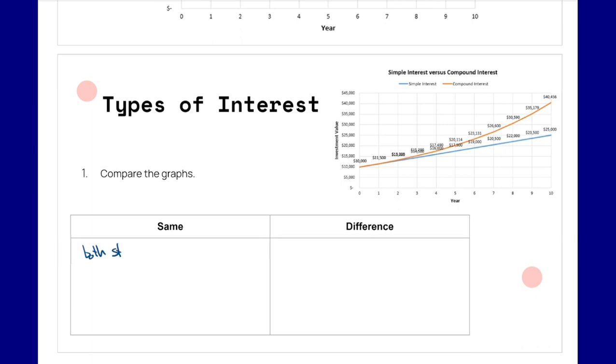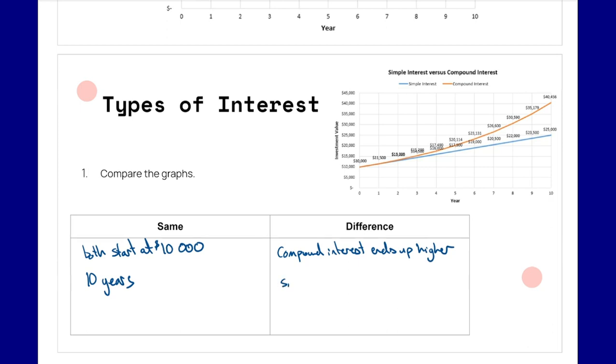Well, you might say they both start at $10,000. So in these two types of investments or interest or savings, they both start at the same amount. They both are recorded for 10 years, so we're looking over the same time span. I wouldn't say there's too much difference between them, or any other similarities. Differences though: compound interest ends up higher. We look at the values, compound interest is higher. You can say simple interest is lower. What else do we notice?